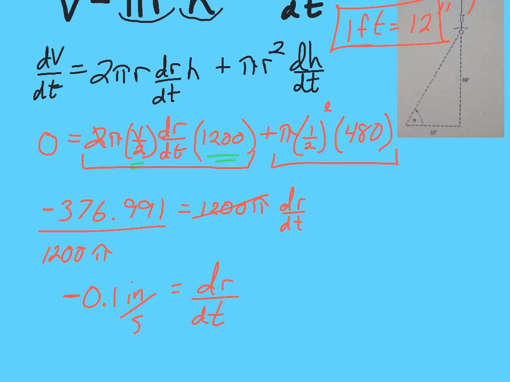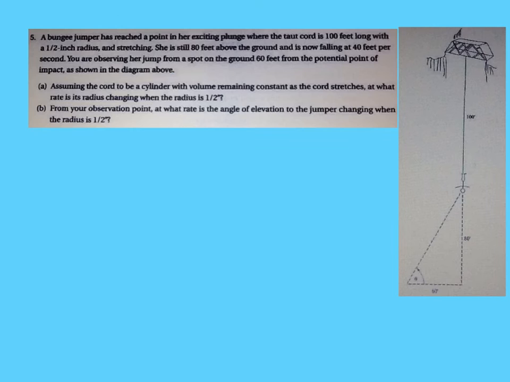Okay, let's take a look at the second part of this question. All right, in part B, we are looking at the bungee jumper, and we want to figure out the rate of change of this angle of elevation.